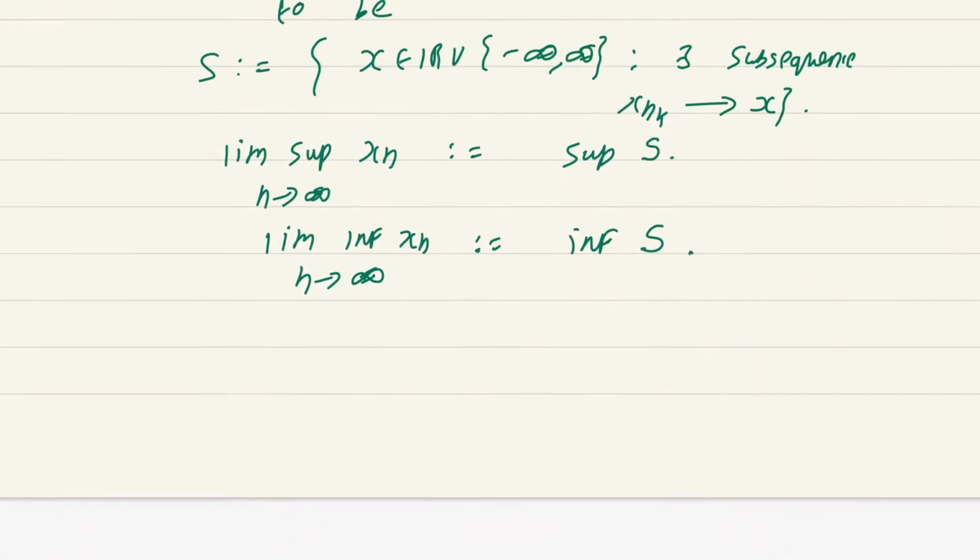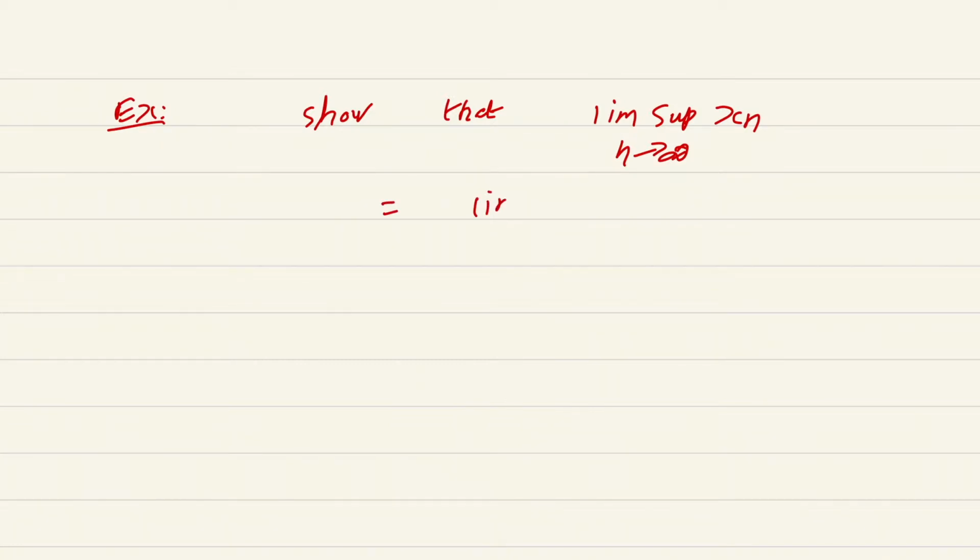So immediately you can characterize this limsup and liminf in several ways. I'm going to leave one exercise for you. Show that limsup of xn as n goes to infinity is equal to the limit as n goes to infinity of the supremum of x_{n+1}, and so on. You just start taking the supremums of the tails and then take the limit as n goes to infinity.